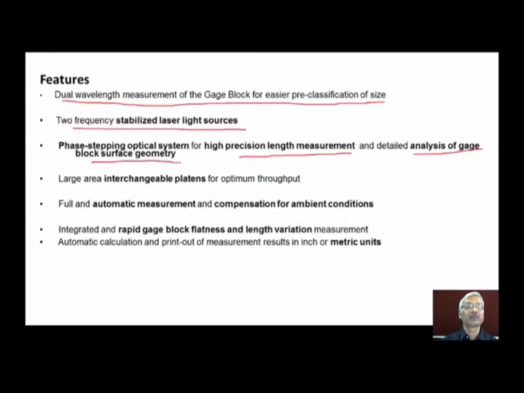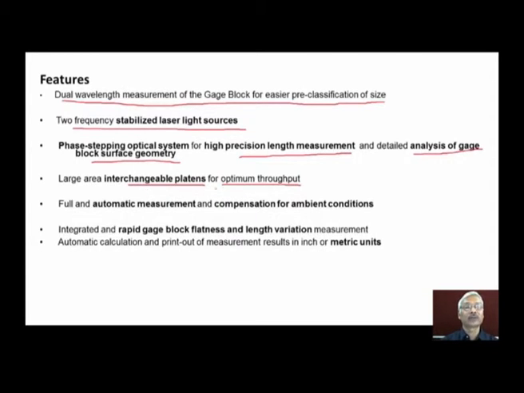surface geometry is possible, and large area interchangeable platens are provided in such an interferometer so that we can have optimum throughput. So in one platen we can mount the gauges to be inspected, while the other platen will be inside the chamber wherein the measurement will be carried out. And once the measurement of the gauge blocks placed on the platen which is inside is over, it is turned and the outside platen will move in.